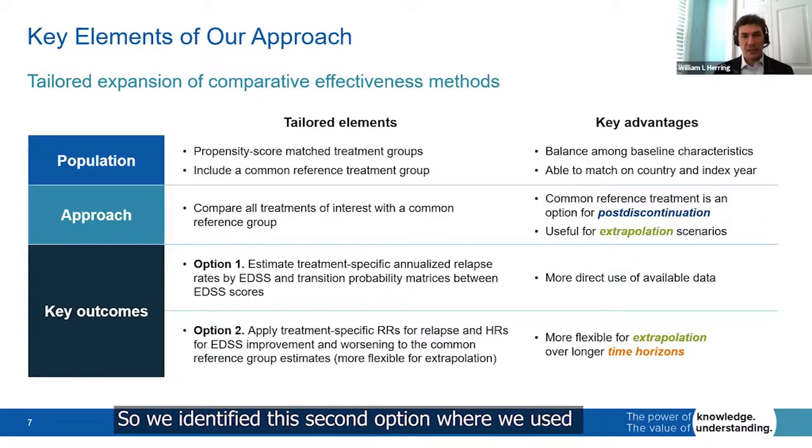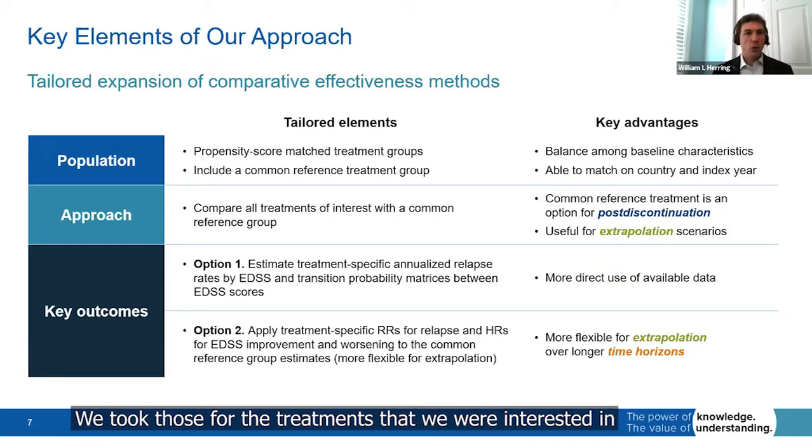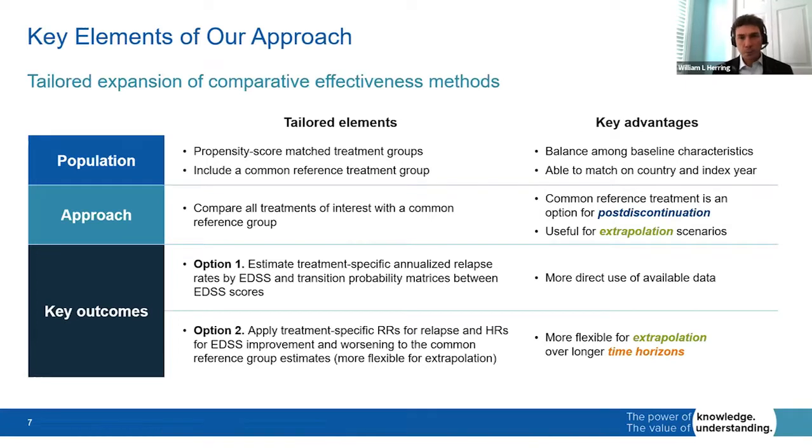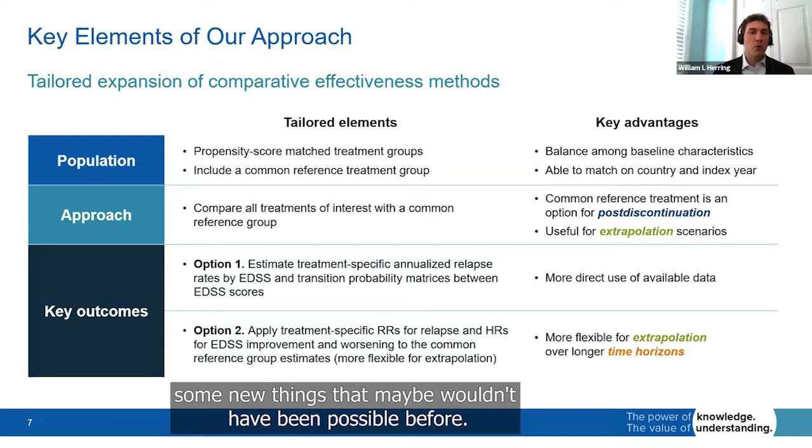So we identified this second option where we used traditional comparative effectiveness outcomes like risk ratios and hazard ratios. We took those for the treatments that we were interested in relative to this common reference group that I mentioned. And we used those to derive the treatment-specific relapse rates and matrices that we needed in the model in a way that was more flexible for extrapolation. And it's this second option that I think was a little bit different and opens up some new things that maybe wouldn't have been possible before.